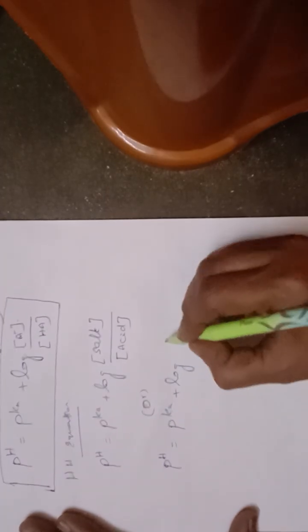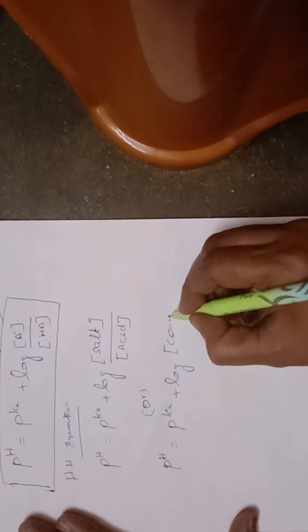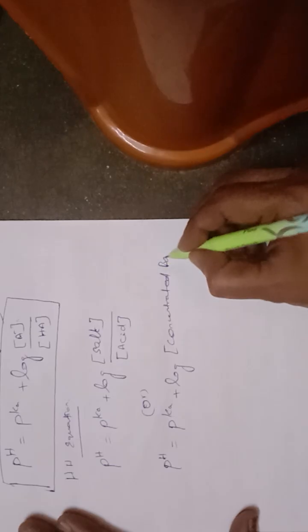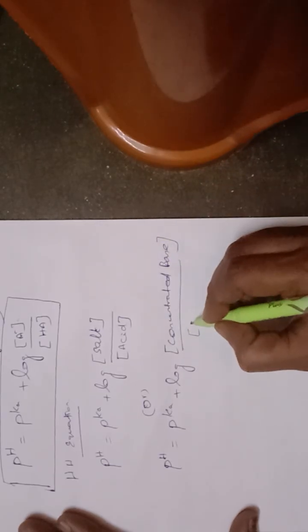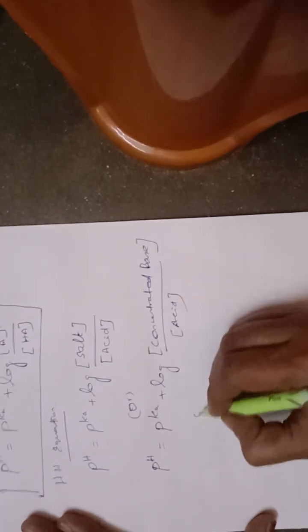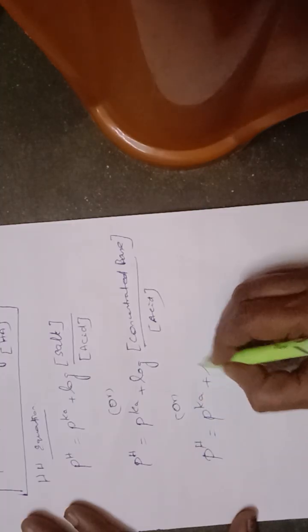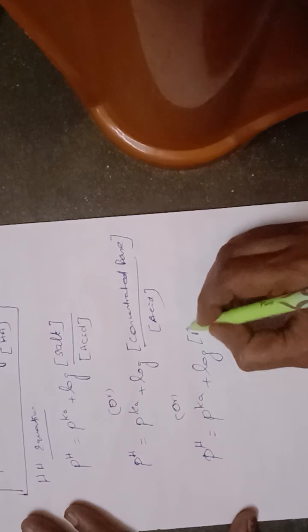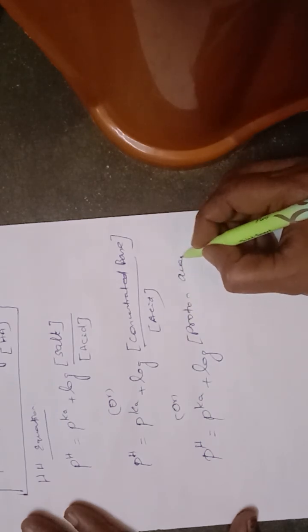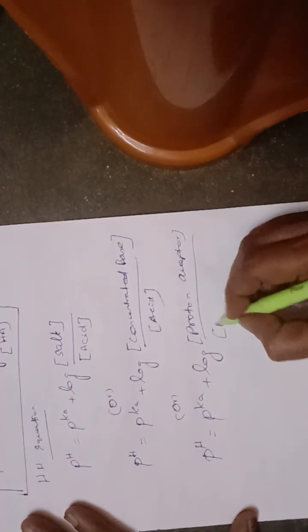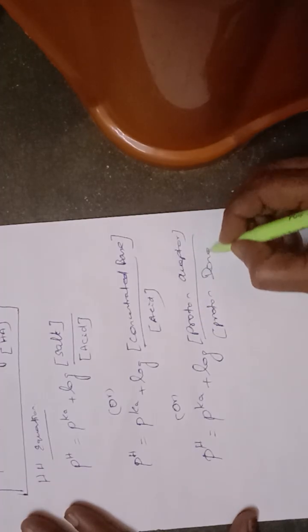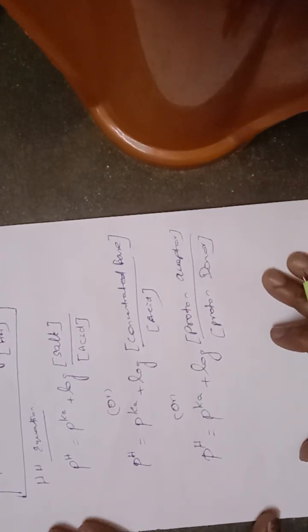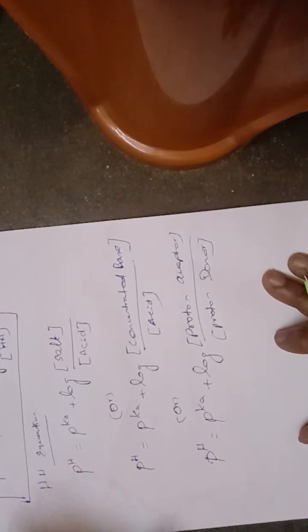The next form is also written as pH equal to pKa plus log of the concentrated base divided by the acid, right? And sometimes it is called pH equal to pKa plus log proton acceptor over proton donor. Which one acts as the proton acceptor? A minus is the proton acceptor, and HA acts as the proton donor.